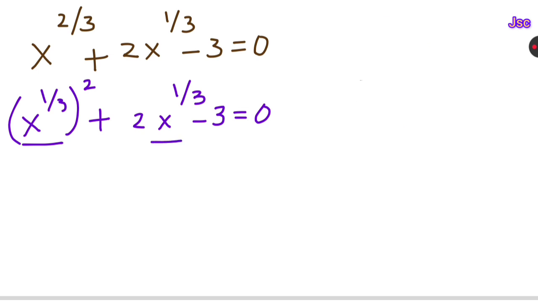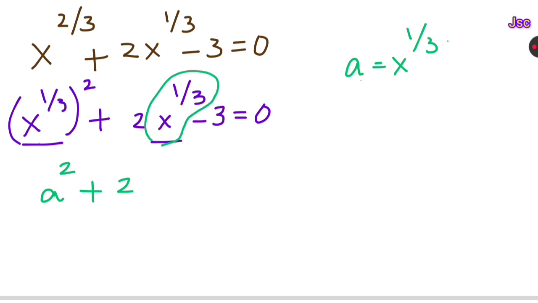To make it easier, let us consider some variable a as x raised to the power of 1 over 3. We consider x raised to the power of 1 over 3 as a. So let's write a whole power 2 plus 2, we consider this as a, so let's write a minus 3, that is equal to 0. Now it is easy to solve.